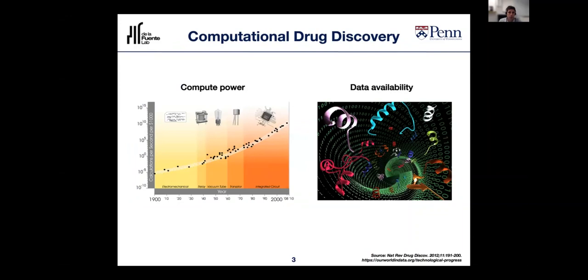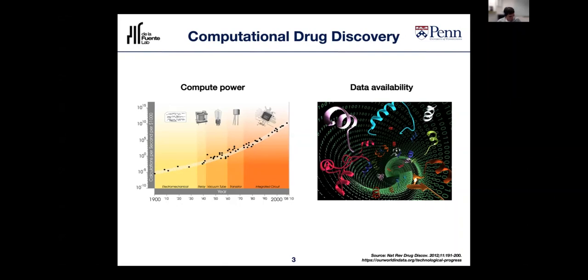The first one is the ever increasing compute power that we have. This is obviously following Moore's law, with the number of transistors that you can fit in a chip doubling continuously over time. And this has allowed us to now have computers that can process huge amounts of information. The other trend is data availability. Through advances in automation and high throughput assay development, we can now generate more data than ever before. And so we think that by combining these two things, we can help reduce the time that it takes to discover new drugs, and we can help reduce the cost associated with this process.